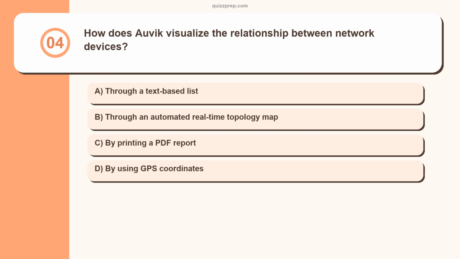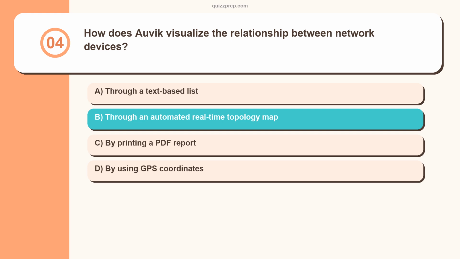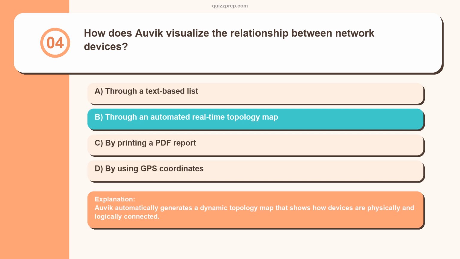Question 4. How does Auvik visualize the relationship between network devices? Through a text-based list, through an automated real-time topology map, by printing a PDF report, by using GPS coordinates. Auvik automatically generates a dynamic topology map that shows how devices are physically and logically connected.